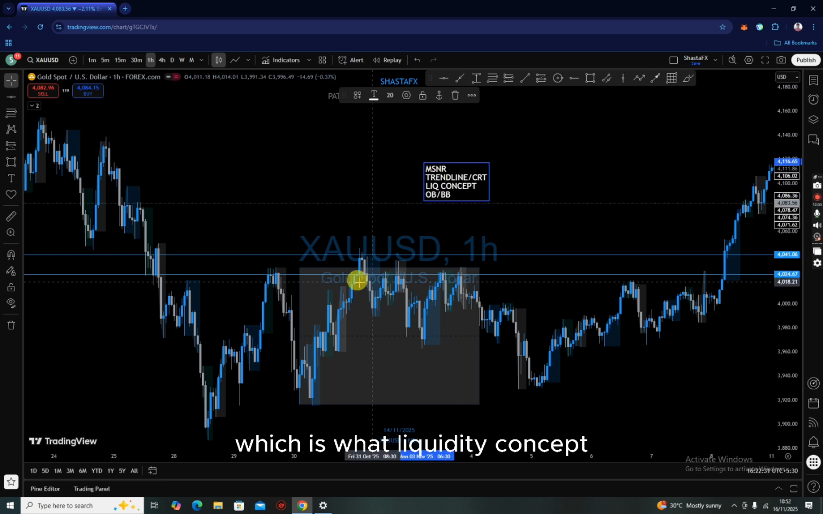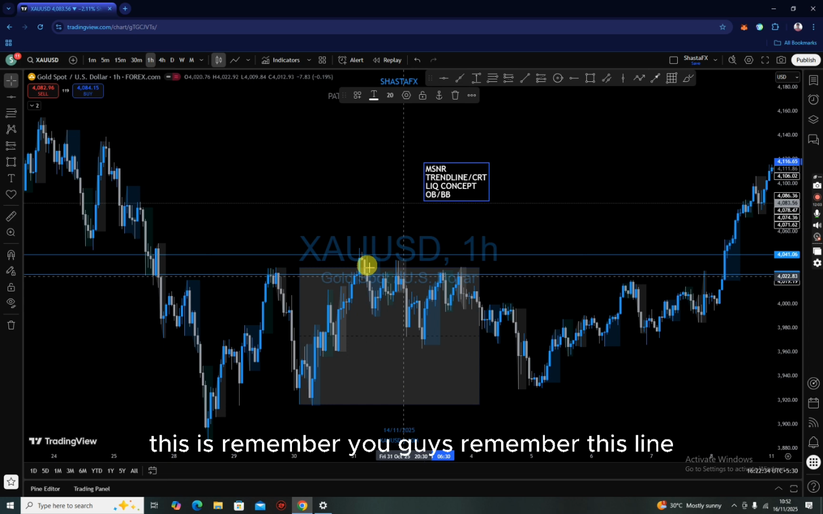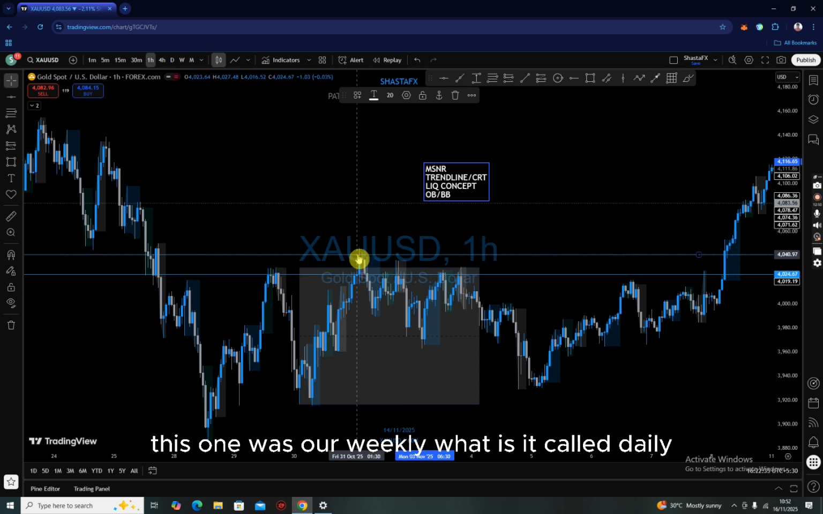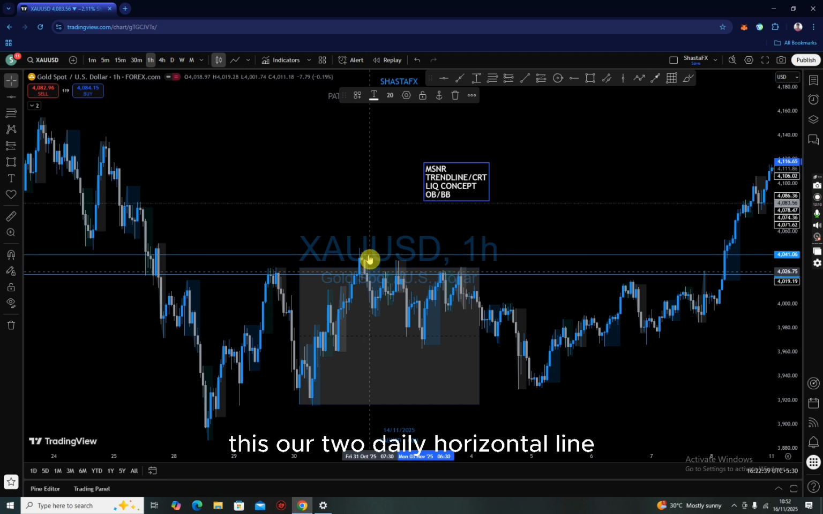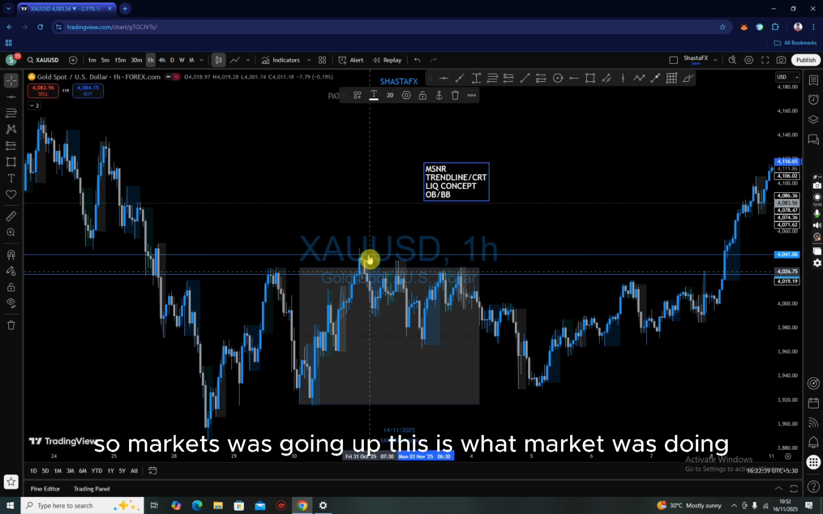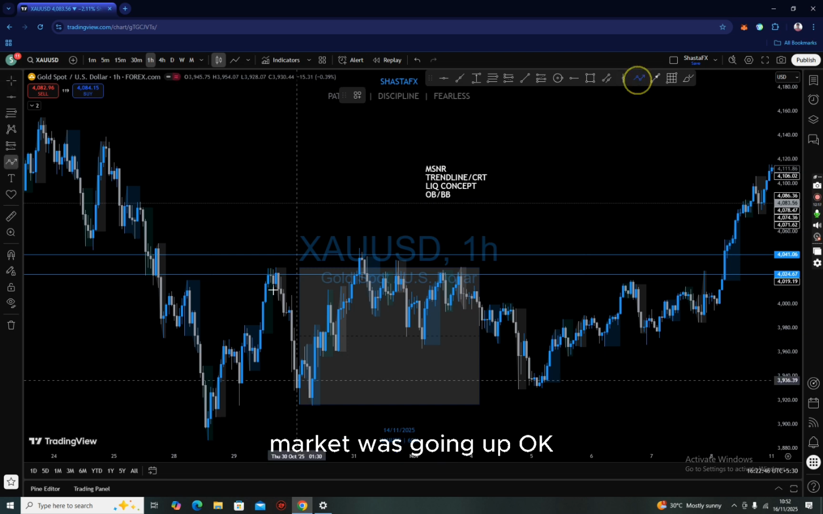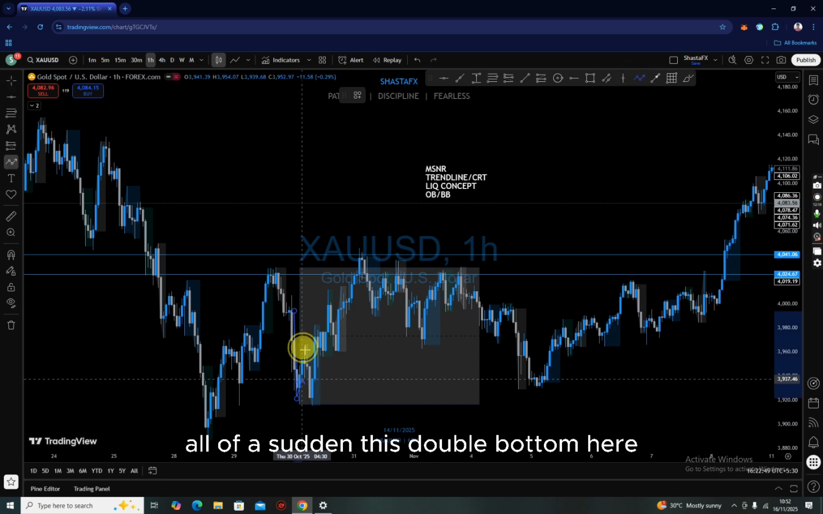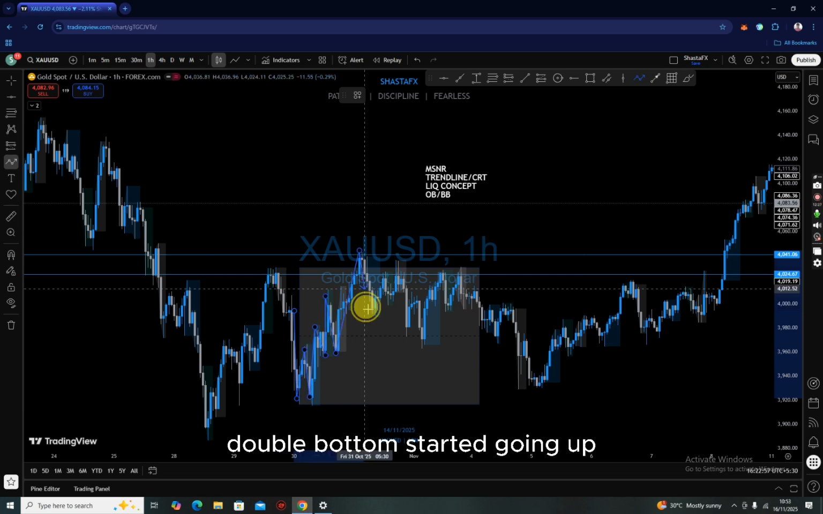Liquidity concepts. So at this point in time, you guys remember this line? This one was our weekly, daily. These are 2 daily horizontal lines. So market was going up. This is what market was doing. Market was going okay. Market was coming down. All of a sudden, this bottom here, double bottom, started going up.